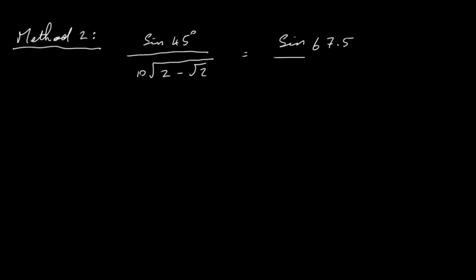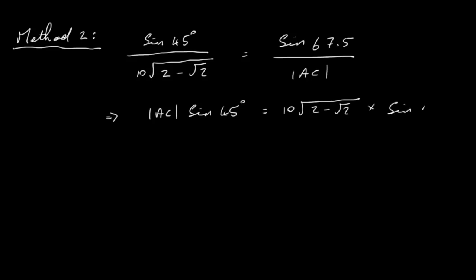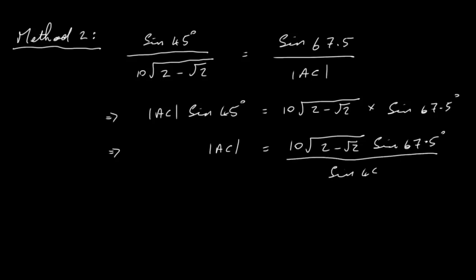So we have sine 45 degrees divided by 10 times the square root of 2 minus root 2 is going to be equal to the sine of 67.5 divided by the distance from A to C. So if we cross multiply here, we get the distance from A to C times sine 45 degrees is equal to 10 root 2 minus root 2 multiplied by the sine of 67.5 degrees. And then finally, our distance AC is equal to all of this, 10 times the square root 2 minus root 2 sine 67.5 degrees divided by sine 45 degrees. Okay, and again the distance AC you'll find is 10 units. So that's the second way of doing it.